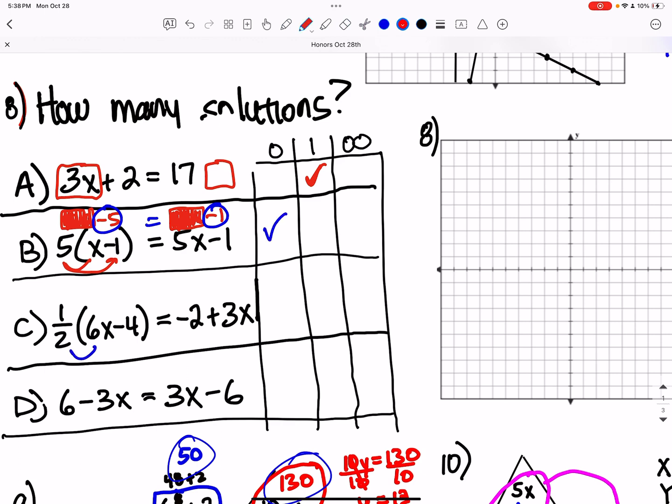1/2 of 6x is 3x. 1/2 of negative 4 is negative 2. Over here, we have a negative 2, and we have positive 3x. Let's see. We have 3x's on this side. We have 3x's on this side. This problem's going to get weird. Negative 2 equals negative 2. Yes, it does all the time. Infinity.